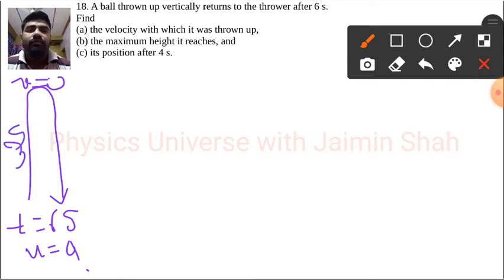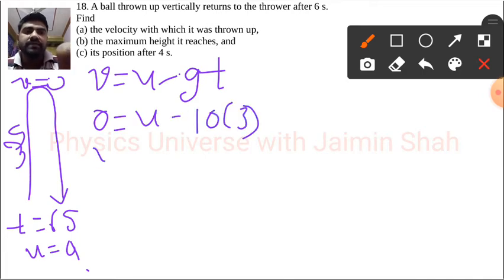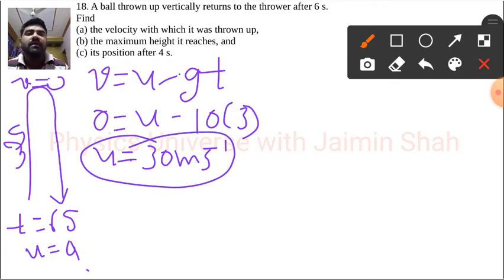Right? So we have to find u, so we can put here the first equation of motion, which is v is equal to u, and we are throwing in the upward direction, right? Upward direction means opposite to gravitational acceleration, so I have to write negative g into t. So final will be 0, u that we need to find minus 10 into 3. So the answer will be u is equal to 30 meter second inverse. So this is the initial velocity by which we will throw in the upward direction.